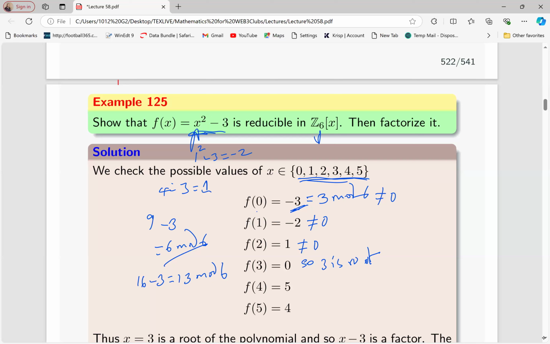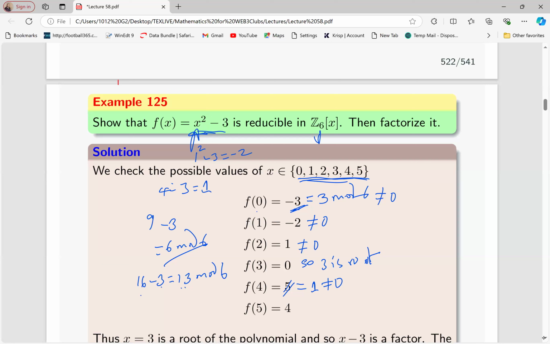Is it supposed to be 1? It is 1. Did I multiply properly? I used 4, that would be 16 minus 3, that is 13. This is 1, because 6 goes there twice and the remainder is 1. But the thing is, this is not 0.